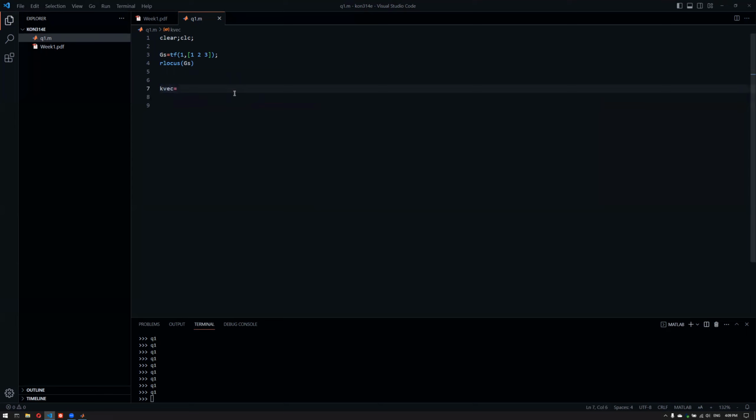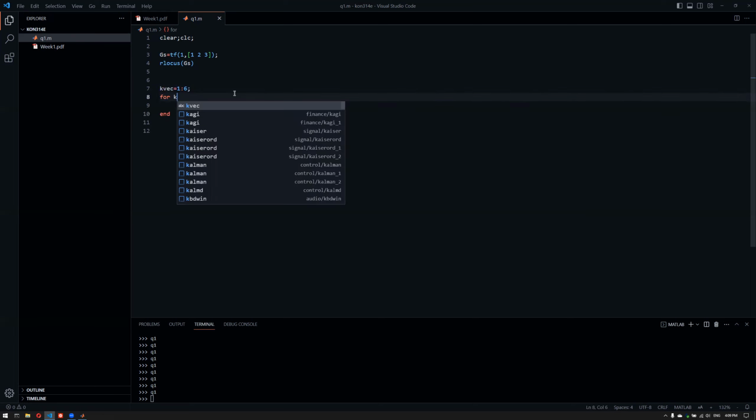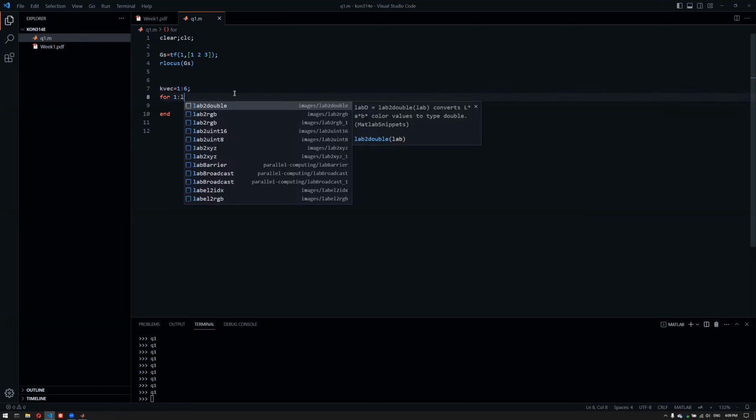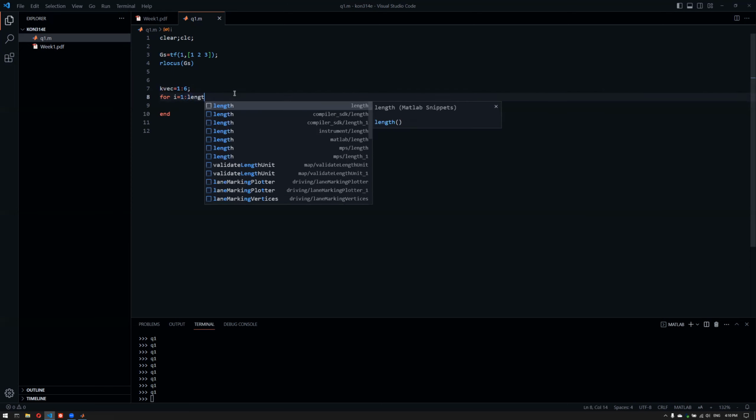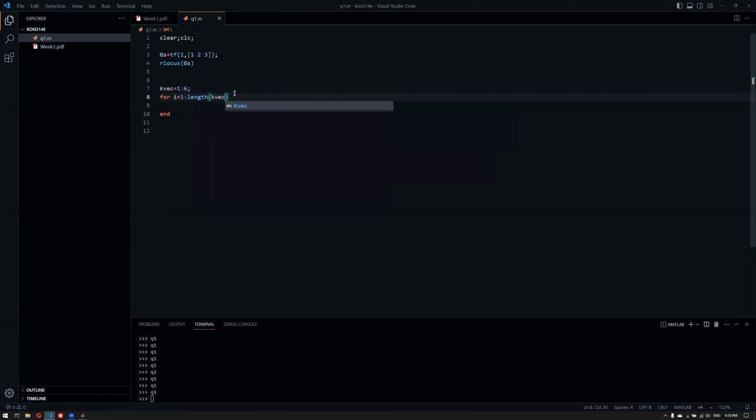In order to look for that, I can just come up with certain k values. I can use a for loop, and I could just do something like this. I equals 1 up to length kvec. And the k value here is going to be kvec I. So I'm basically choosing the values here.